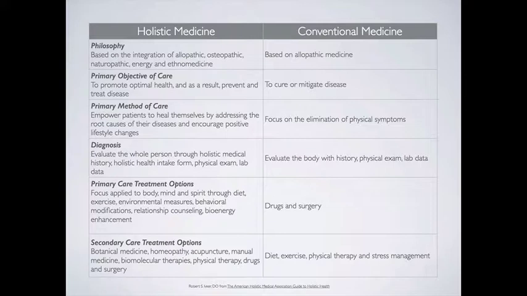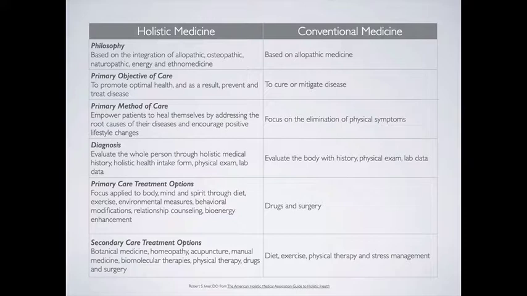And what we're going to do is look a little bit at philosophy, the primary objective of care, the method of care, diagnosis, treatment options, and secondary treatment options. So on the left, of course, you see the holistic medicine, and on the right, you see conventional medicine. And so philosophically, these are very different.